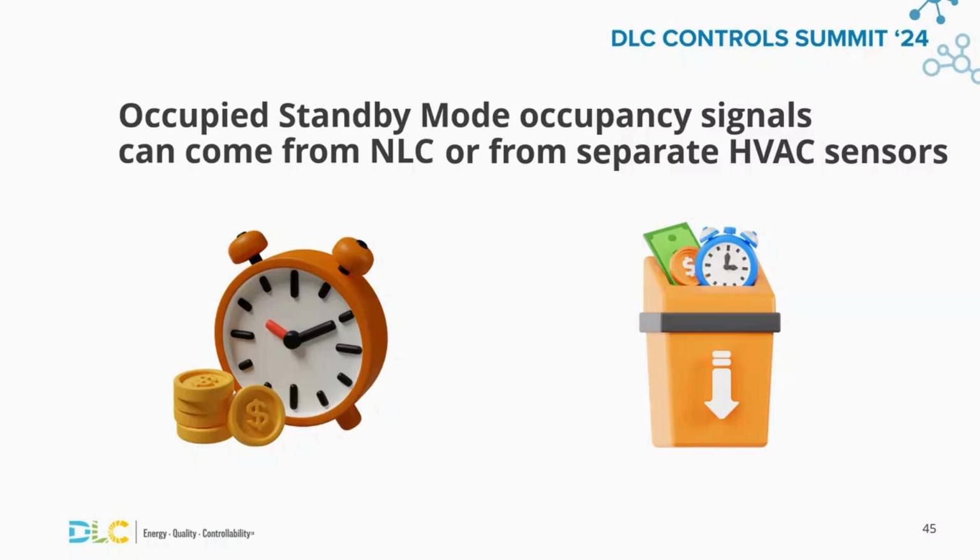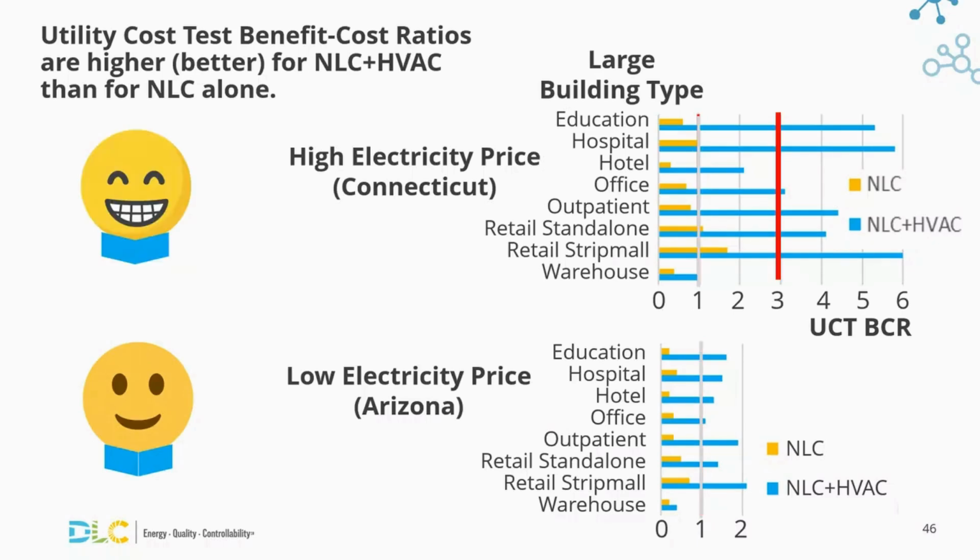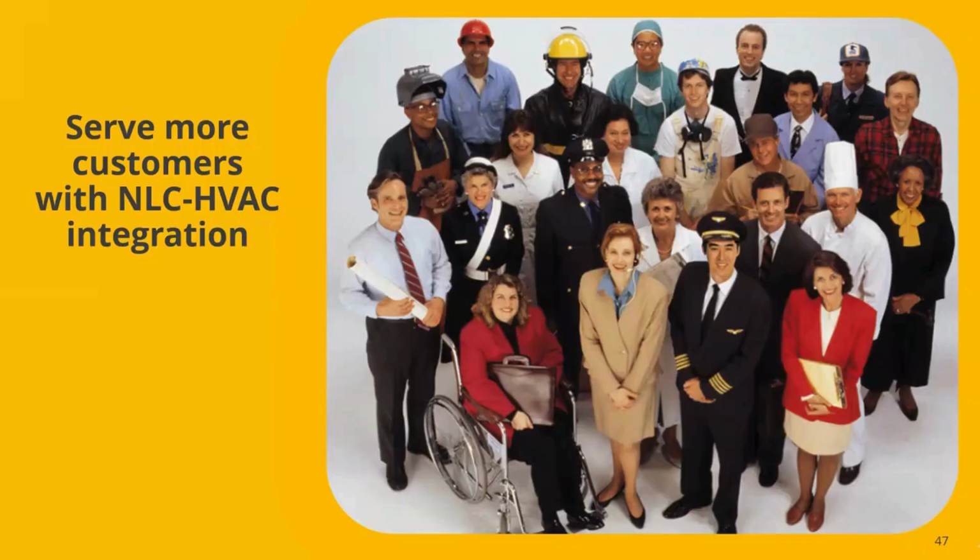Our analysis showed that whether the local electricity prices are high, as in Connecticut, or low, as in Arizona, NLC HVAC incentives for integration are cost-effective for utilities, as shown on the right in blue, in more types of large buildings than NLC alone, shown in yellow. On the horizontal axis, any benefit-cost ratios larger than 1 are cost-effective, and BCRs higher than 3 are truly outstanding bargains. An incentive program for network lighting controls with HVAC integration can serve more utility customers in more types of buildings with deeper energy savings compared to NLC alone.